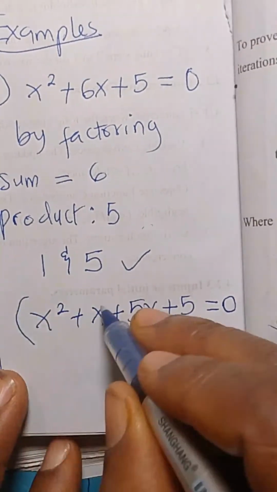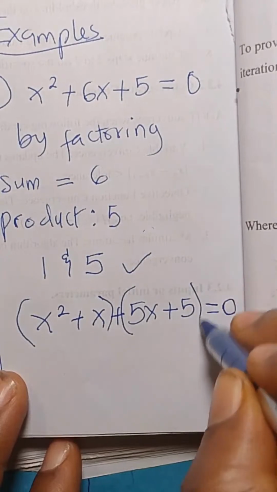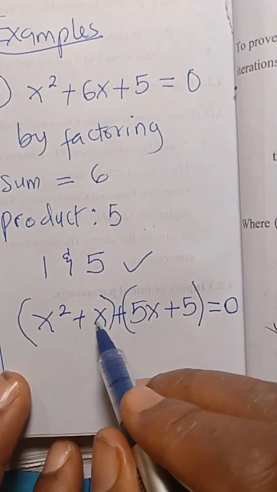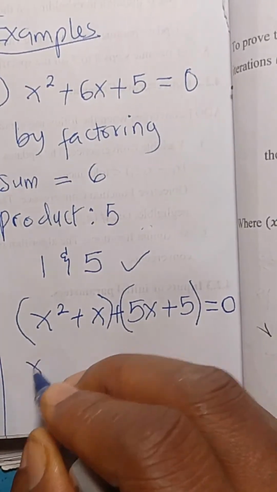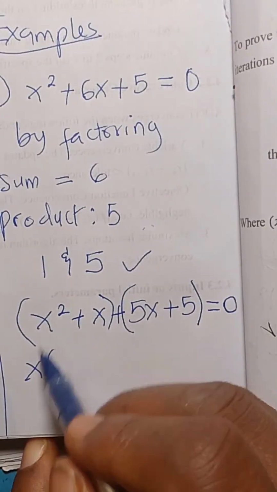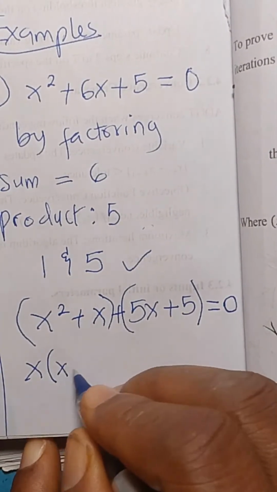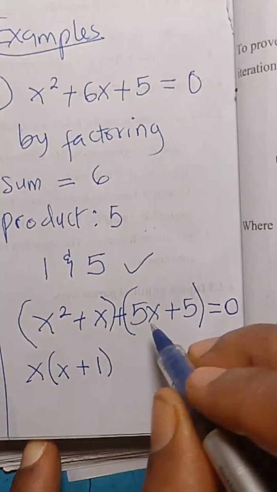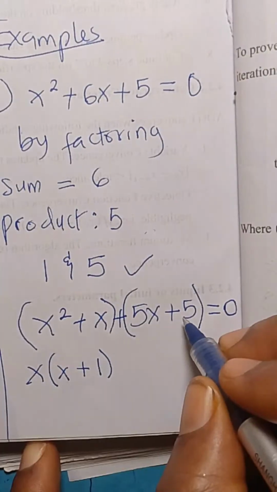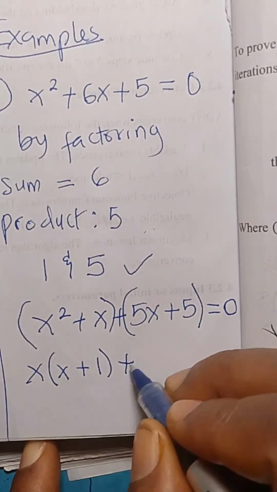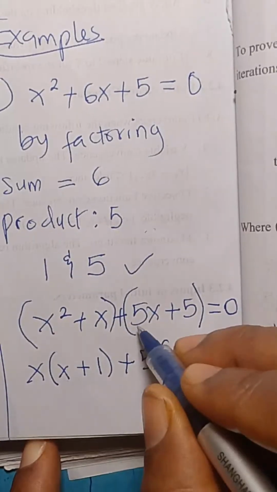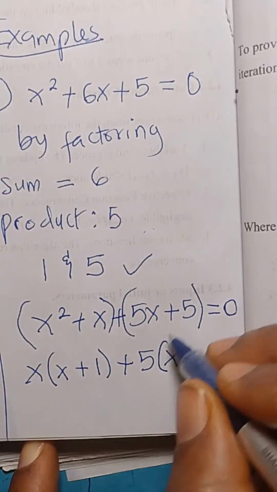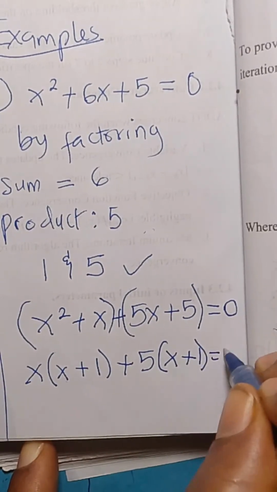Now put them in parentheses. We have x here and x here, so x is common and we factor it out. x squared divided by x gives us x, plus x divided by x gives us 1. Now here we have 5 and 5, so 5 is common. We bring it out, plus 5, bracket. 5x divided by 5 gives us x, plus 5 divided by 5 gives us 1, equal to 0.